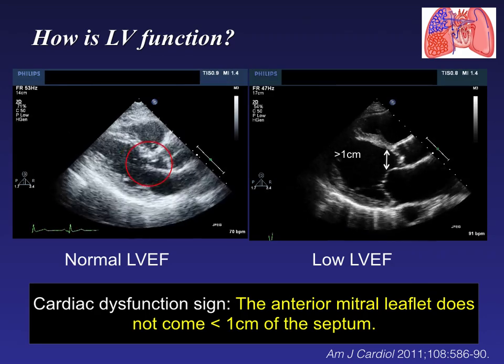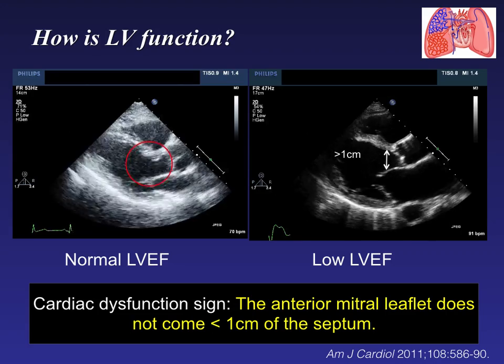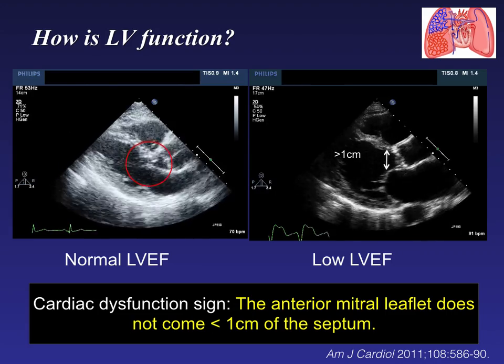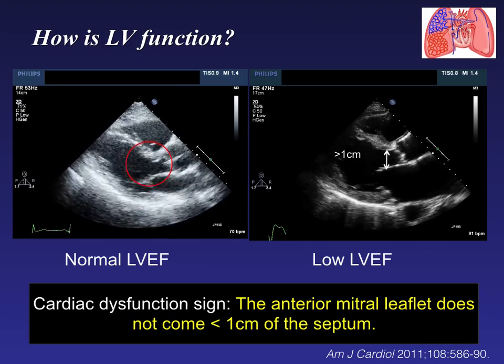All right, so let's start with the clue now. The first sign in clue is to assess LV function. It's the cardiac dysfunction sign. It's when the anterior leaflet of the mitral valve does not come within 1 centimeter of the septum. We call it kicking the septum when it's normal.